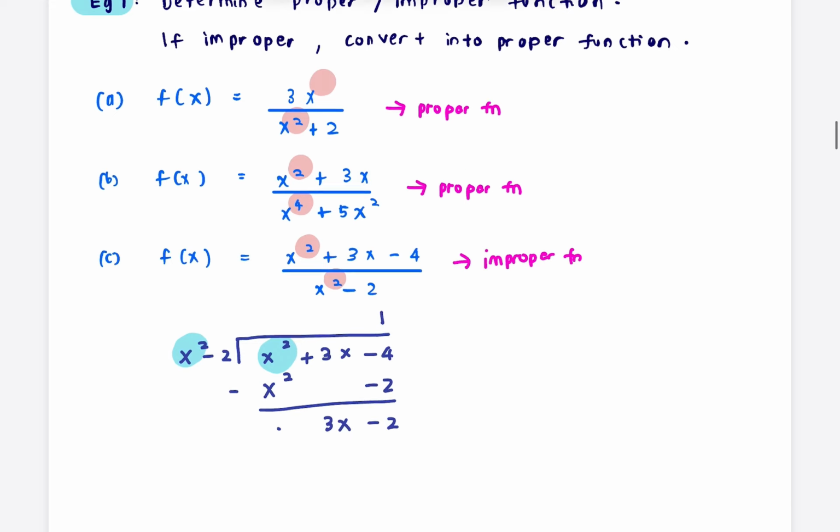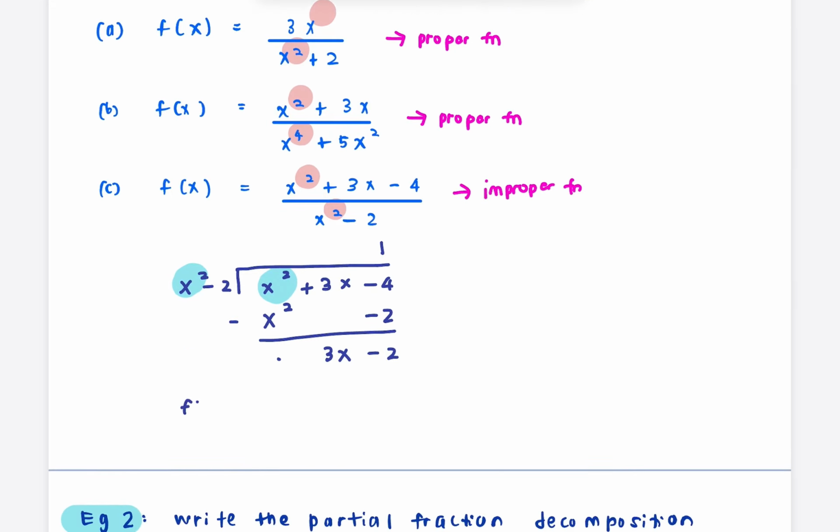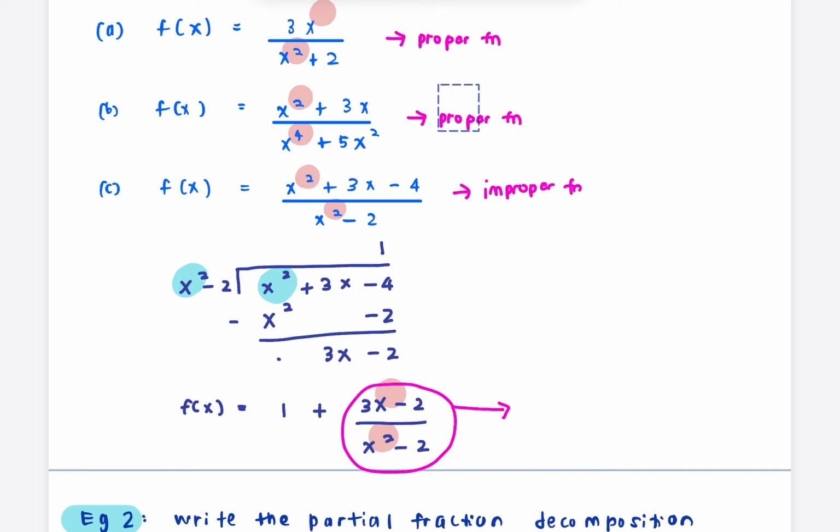So the function becomes f(x) is equal to, how to write the answer? 1 quotient plus remainder 3x minus 2 over divisor x squared minus 2. So this one, your function right now, check whether this is proper or improper. The highest degree of numerator is 1, the highest degree of denominator is 2. So this one is considered a proper function.